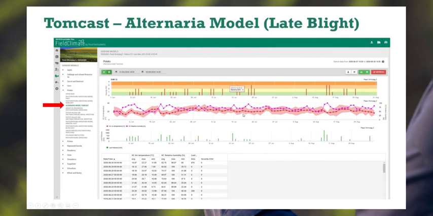So the Tomcast model shows up like this within FieldClimate. We have it highlighted here. We can see the weather conditions, the humidity and temperatures. You can see the leaf wetness periods, and you can see the DSV values for each given period when they accumulated. So we can see here that there was a 1, or there was a 2 on this day, and then it goes along.